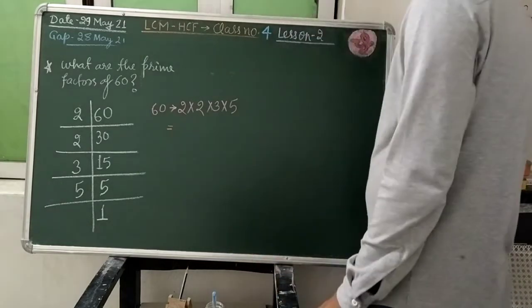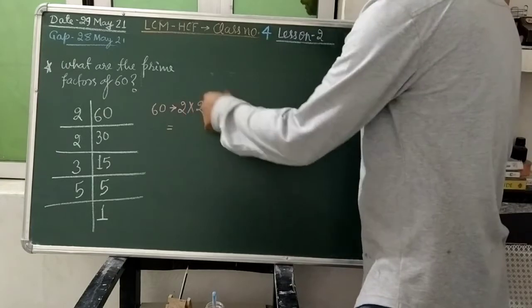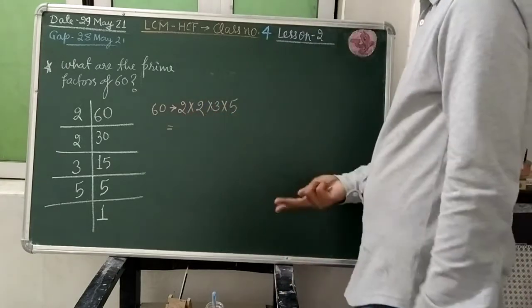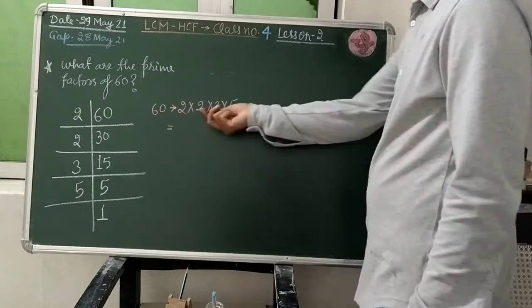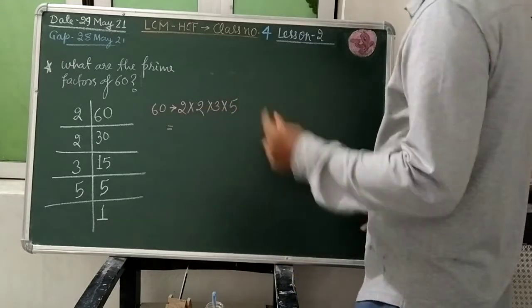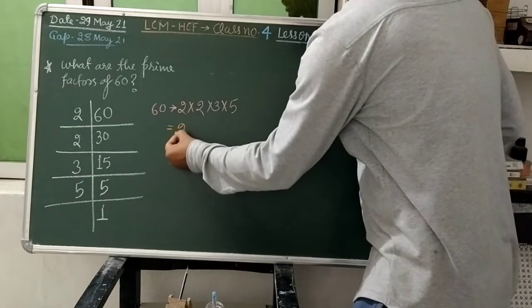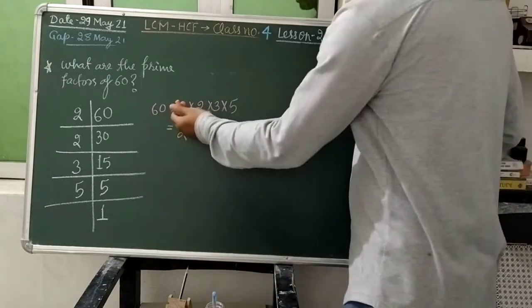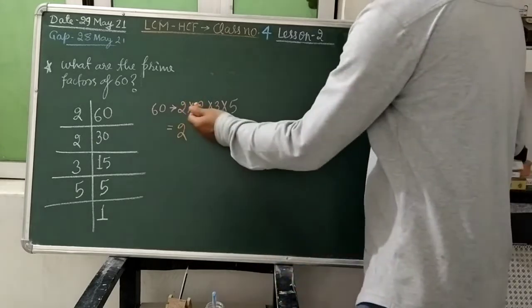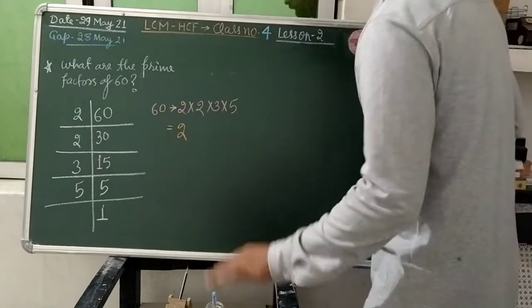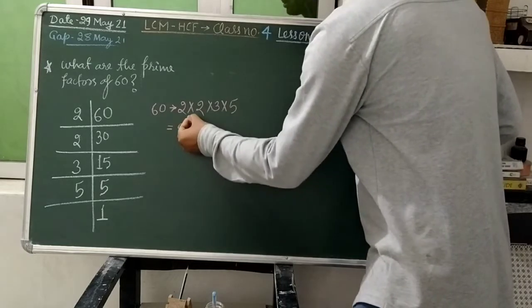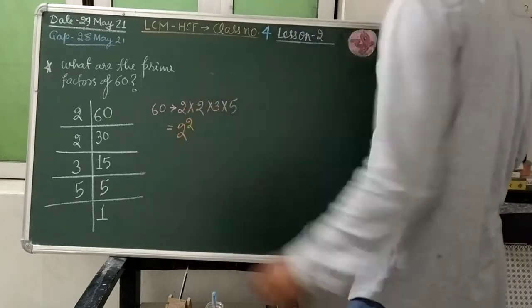So students, 2 multiplied by 2, you are looking, 2 is coming 2 times. So look students, this number has the power of how many times? 2 times. 2 is coming 2 times. So we can write that as 2 to the power 2.